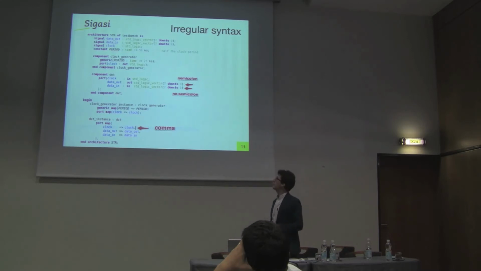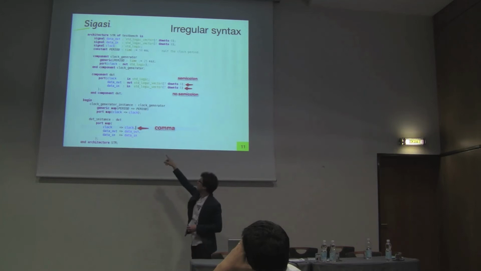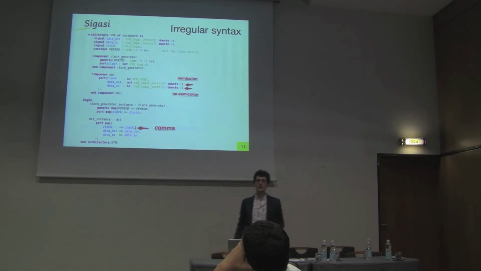Also, an example of the irregular syntax. If you declare components, if you're typing ports, you have to use semicolons, except for the last port, where you can't type the semicolon. And then, this is the component declaration on top, and if you instantiate it, you have to use a comma. So you can imagine how many mistakes you make there.